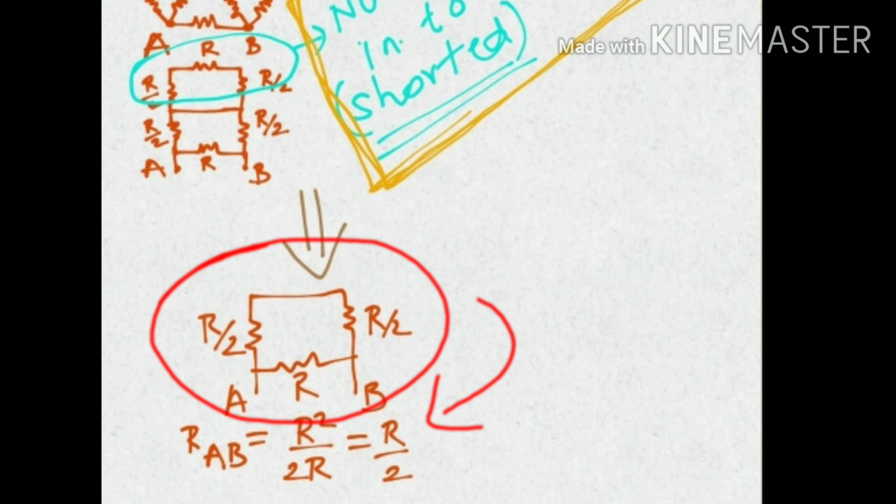So only the resistors which are taken into account will be R, R by 2 and R by 2. R by 2 and R by 2 are in series. R is in parallel with the two R by 2. So totally R and R in parallel. So finally the answer we are getting is R by 2.